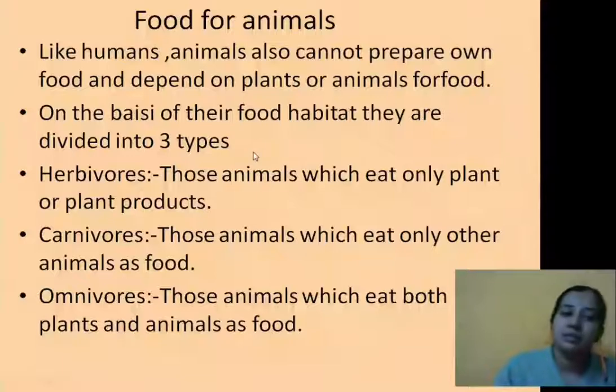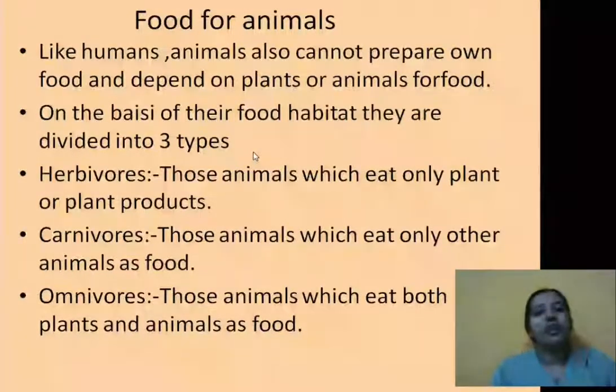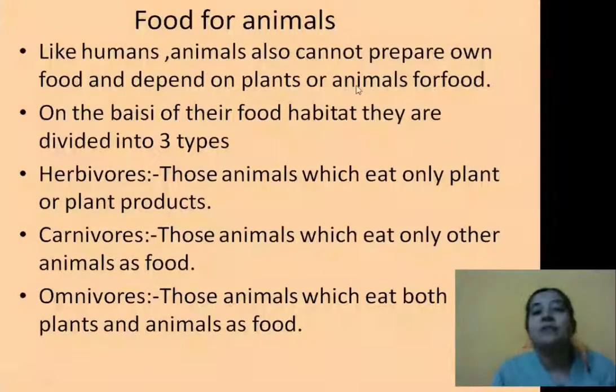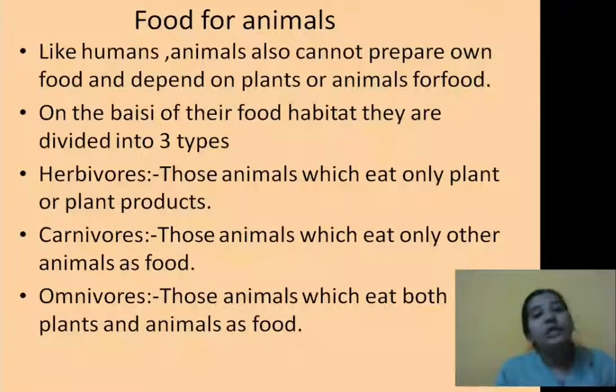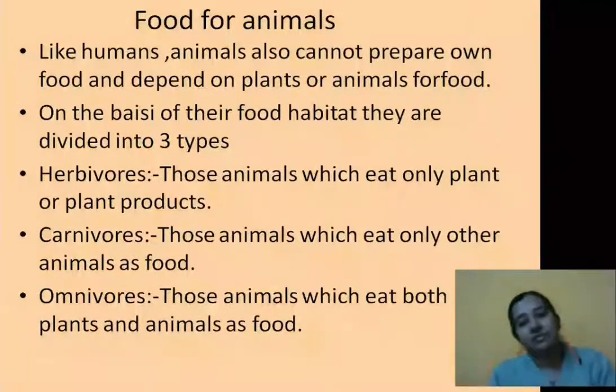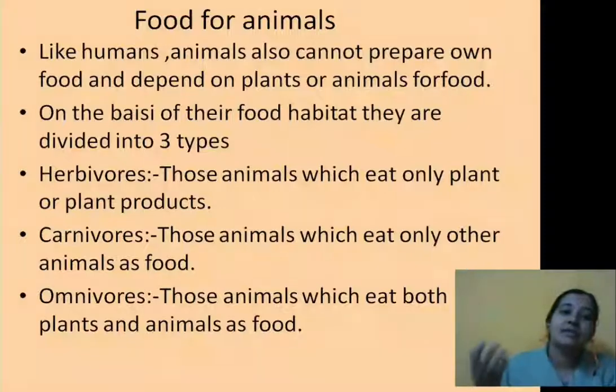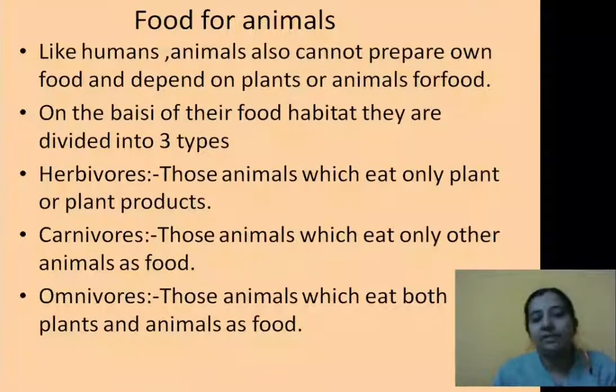Food for animals. We human beings are also animals, right? So like humans, animals also cannot prepare their own food and depend on plants or animals for food. So we cannot prepare our own food. Even the animals cannot prepare their own food. So what do we depend on? We depend on plants. Okay. Now, depending upon the habit, on the basis of their food habit, they have been divided into three types.